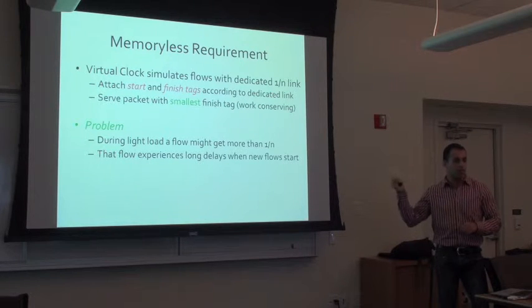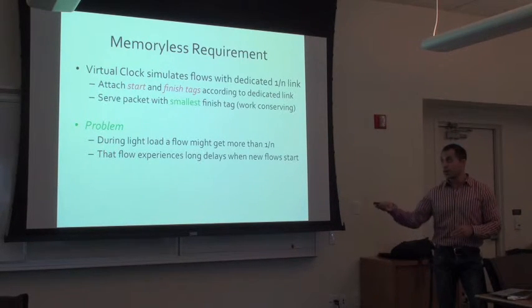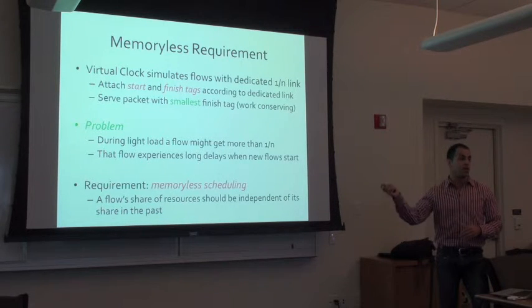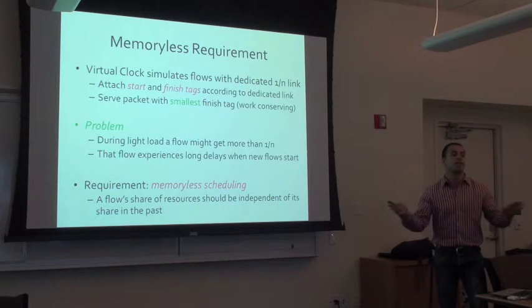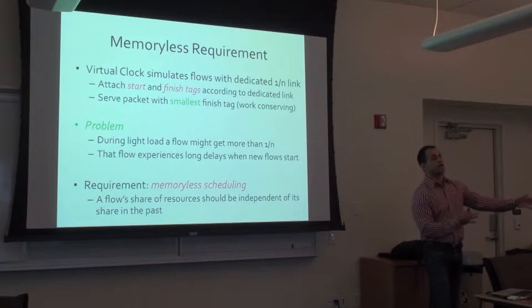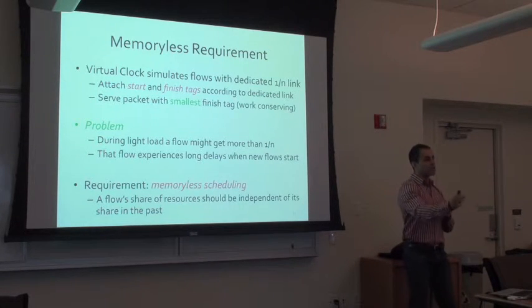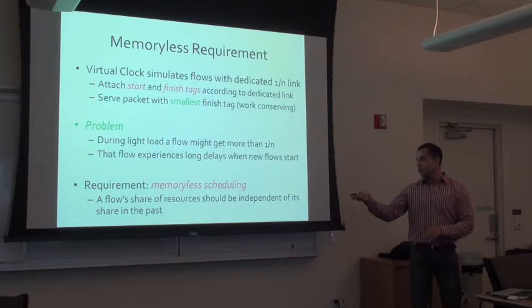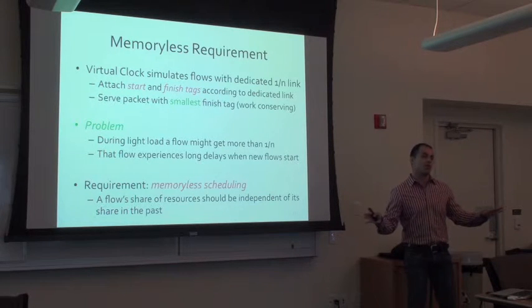And we're actually going to use a similar idea later. So this is a good idea. We want to go to the extreme here, and this is what a lot of fair queuing papers do. We want it to be completely memoryless. So we don't want to look at the past and say, because you used this much, I'm going to do this. A flow's share of resource should be completely independent of how much it has used in the past. Okay. Why do you think that's a good thing?